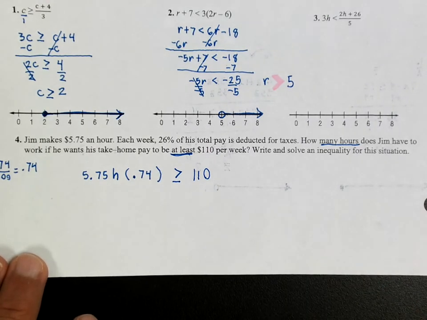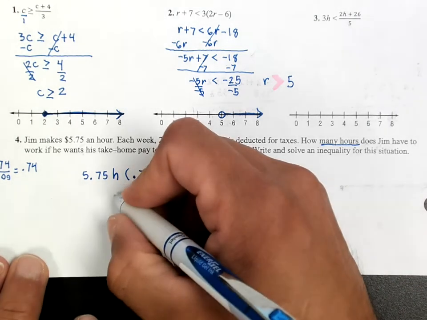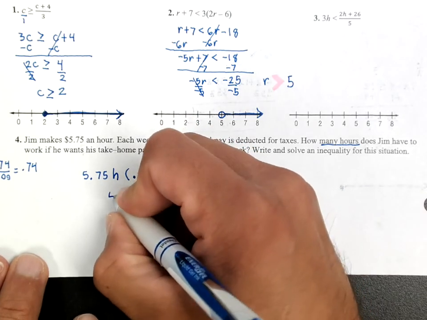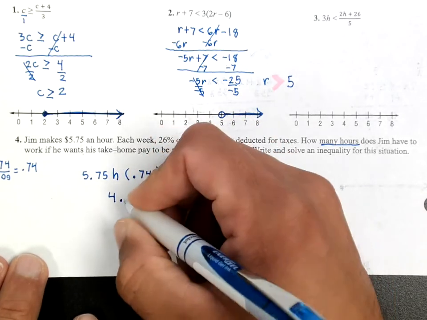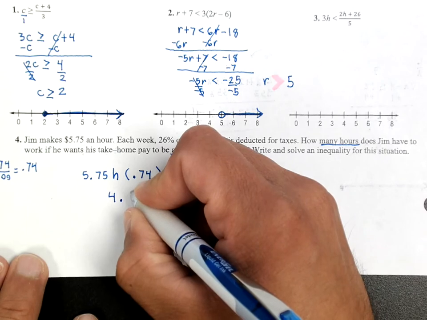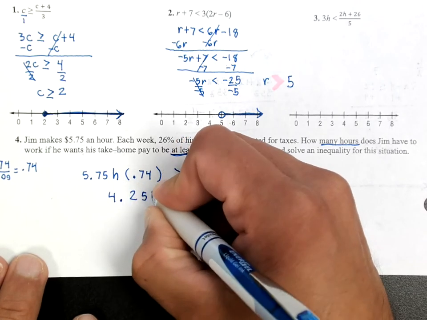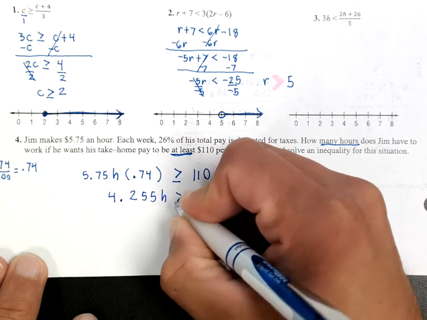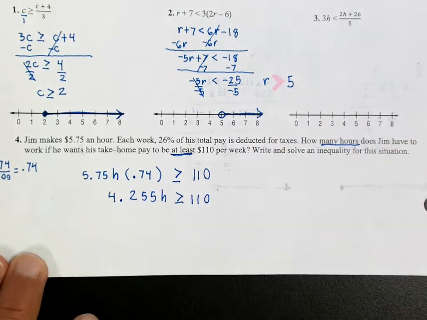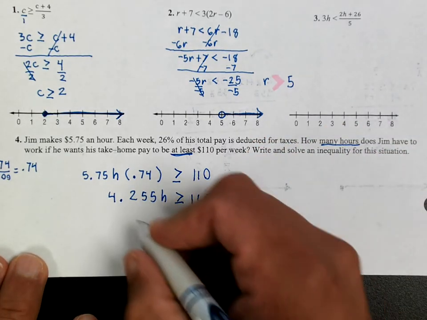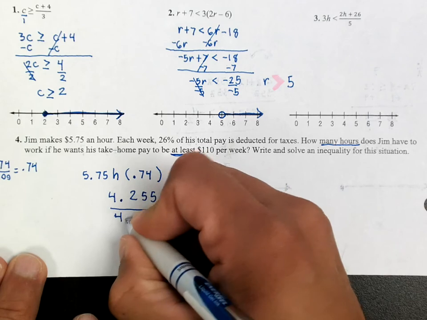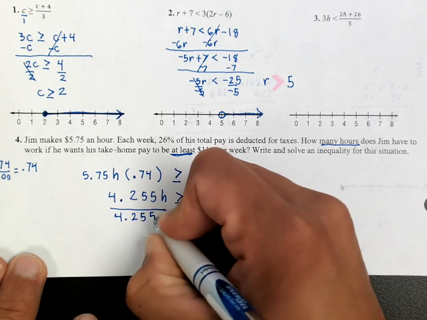Alright, at this point I would suggest using a calculator. Don't kill yourself on just multiplying the decimals here. So grab a 4-function calculator on your phone if you have to, and then use it. So if you multiply those two things right here, you would get 4.255 hours is greater than or equal to 110. And then after that, you're just going to simply divide both sides by that number.